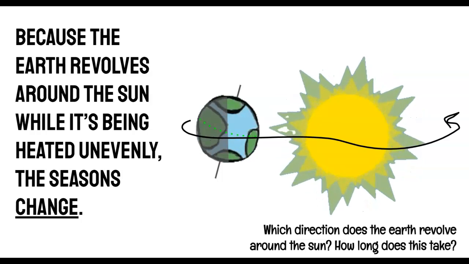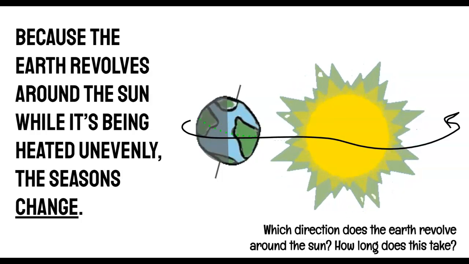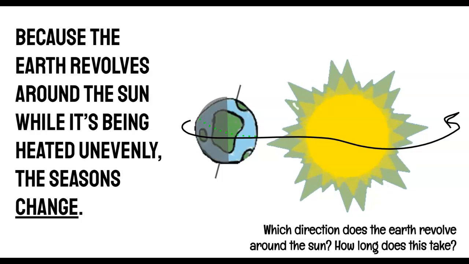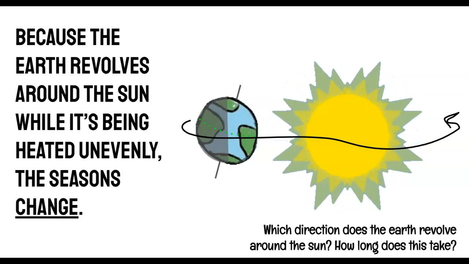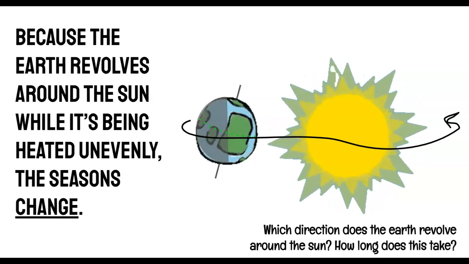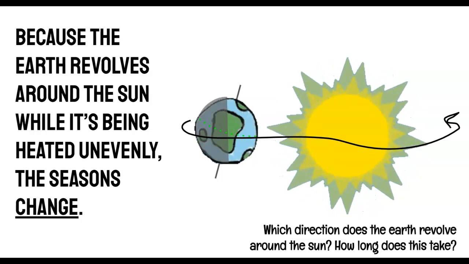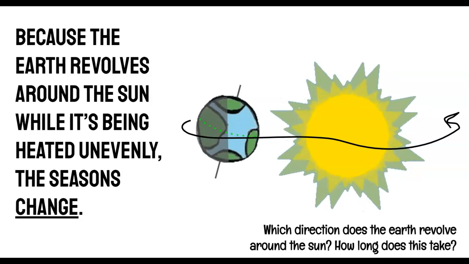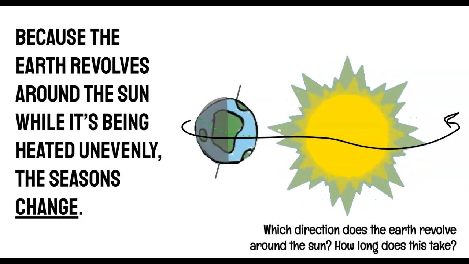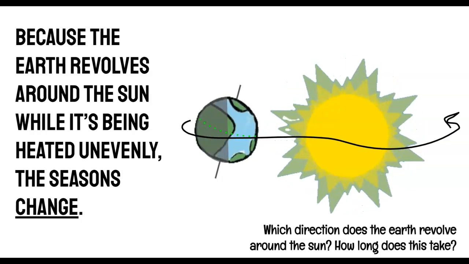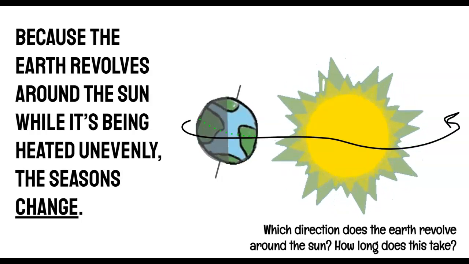Another part of the equation for seasons is that the Earth revolves around the sun. And because we're revolving, we're moving while we're tilted, and getting differences in seasons, we also see the seasons change. So the tilt is why we have seasons in the first place, and the revolution in combination with the tilt is why those seasons change.